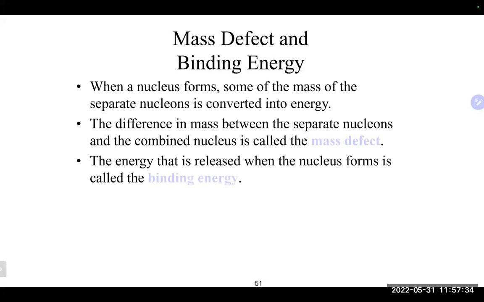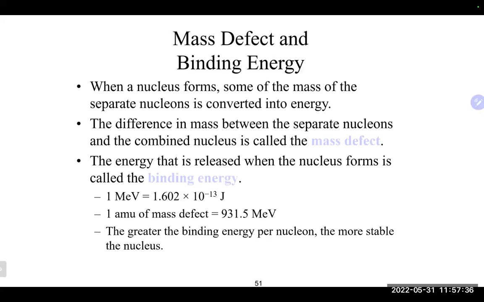So when we talk about mass defect, and sometimes what is referred to as binding energy or nuclear binding energy, when a nucleus forms, some of that mass from the separate nucleons, and the nucleons are protons and neutrons, is converted into energy, and that difference is what is referred to as the mass defect. So there are a couple of conversions down here that can be used in place of E equals mc squared. You can actually do it both ways.